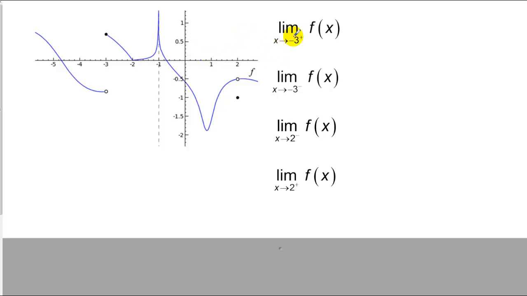As we approach -3 from the positive side, that means we're going in this direction. Our y value is getting closer and closer to, it looks like, roughly 0.5. As we approach -3 from the negative side, it appears that we're getting closer and closer to, I don't know, -0.8.